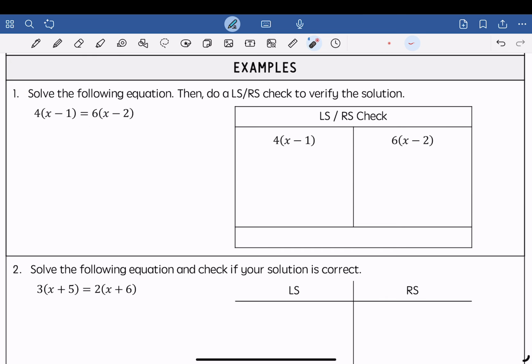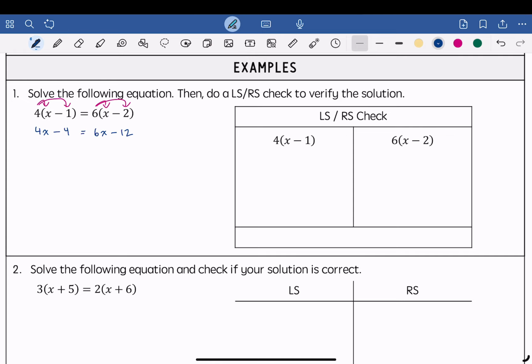Solve the following equation, then do a left side, right side check to verify the solution. To solve this equation, we have parentheses. We're going to apply the distributive property to eliminate them. I'm going to use the rainbow method. So 4 times x is 4x. 4 times -1 is -4, which is equal to 6 times x, 6x, and then 6 times -2 is -12.